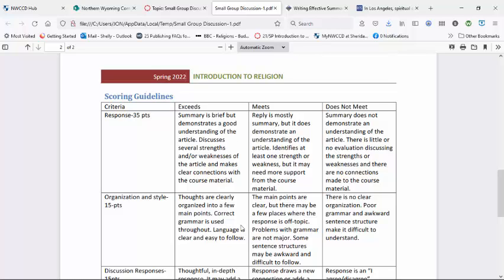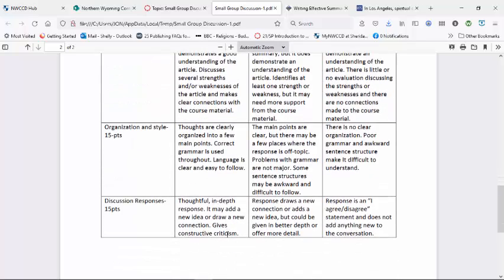I want it organized so I can follow what you're saying clearly, and then the grading criteria for the discussion in the group. Like all my discussions, I want more than I agree with you, I disagree with you. I want us to address the specific points that you agree with or disagree with and say something about them and explain your take on it and why you find yourself in agreement with this other person.